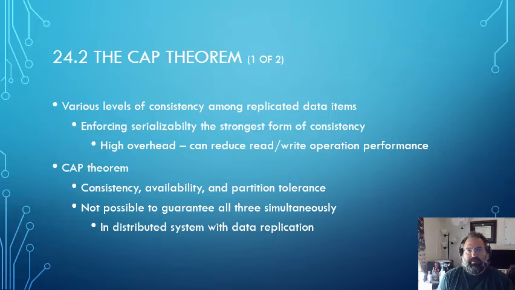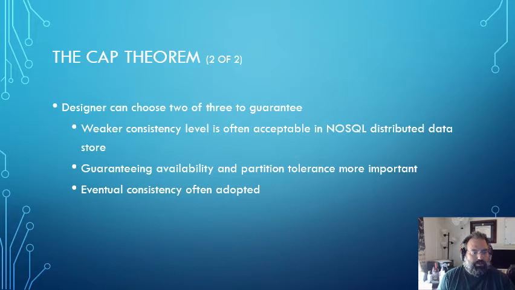Partition tolerance basically means a link inside of the network goes down, so there's an isolated element of a distributed system. That can only work for so long. When it comes back online, the idea is that you end up being consistent eventually, or you stop working. And the idea here is that it's about distributed systems without necessarily doing data replication. Designers can choose two of the three to guarantee; a weaker consistency level is often acceptable in NoSQL distributed systems.